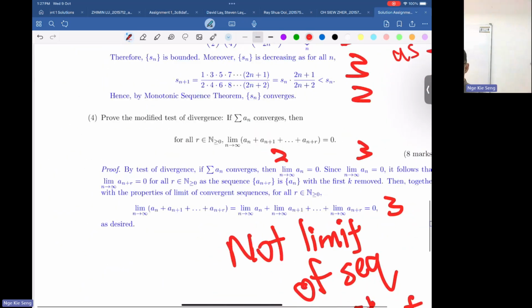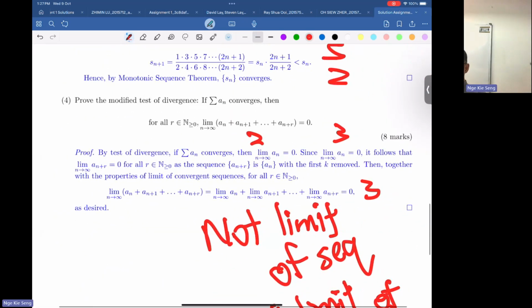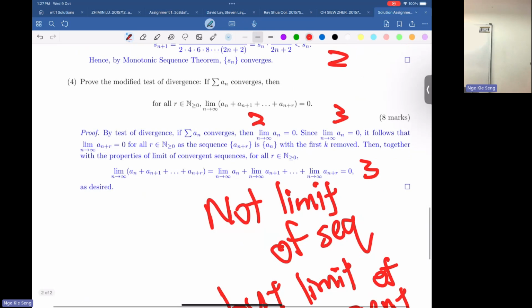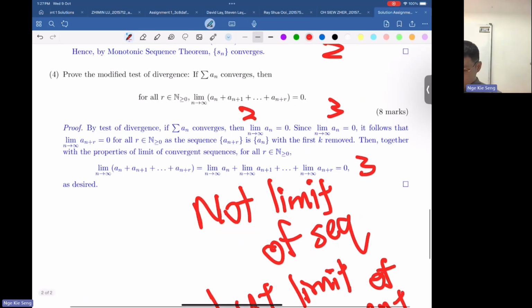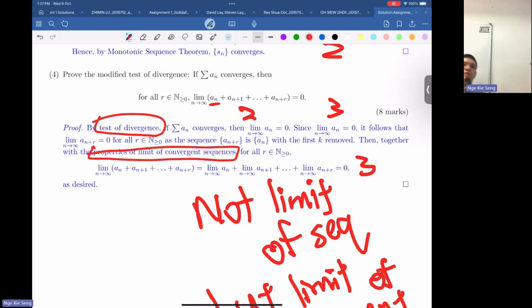Last one. I don't think this question is very hard, you just need to understand what's going on. If you dissect what I use in this proof, what I really use is just a test of convergence, to tell me what happened to the limit of all the a_n, and the property of limits of convergent sequences. Just using these two things.